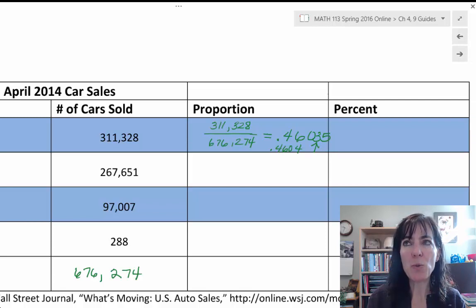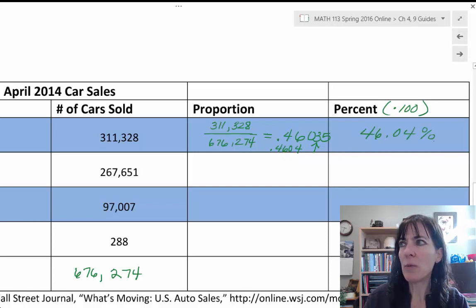So I have 0.4604, and I just want to multiply by 100 to change it into a percent. So we can write that up here, times 100. That'll convert us into a percent. We can also just move our decimal 2 places to the right, right? So from right here, go 1, 2, and it'll be 46.04%. Okay. Now, pause the video and go ahead and try the rest of these and see what you get.